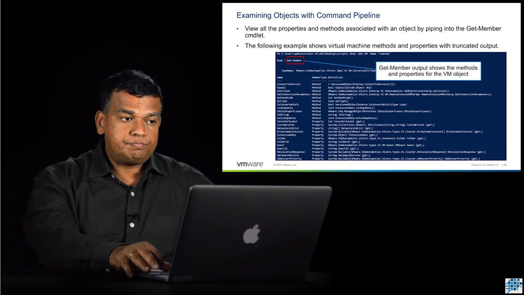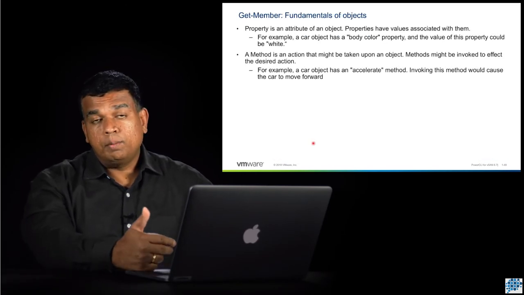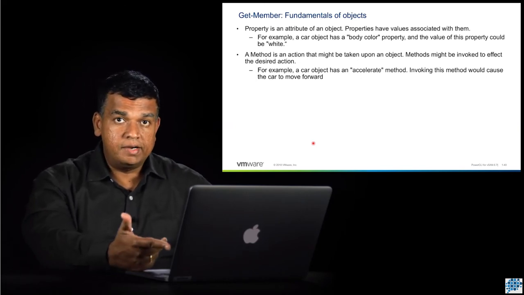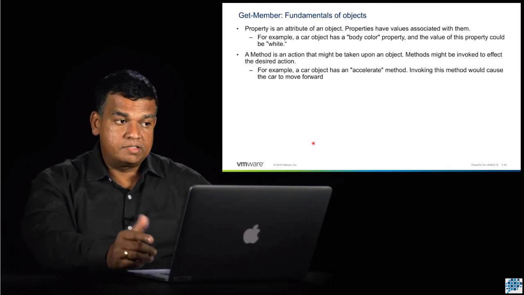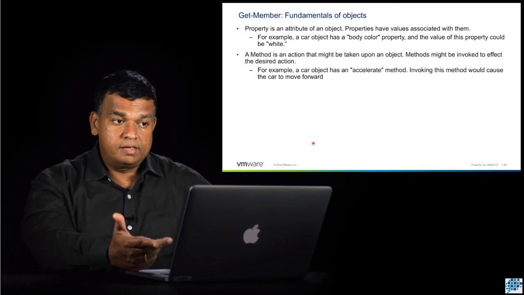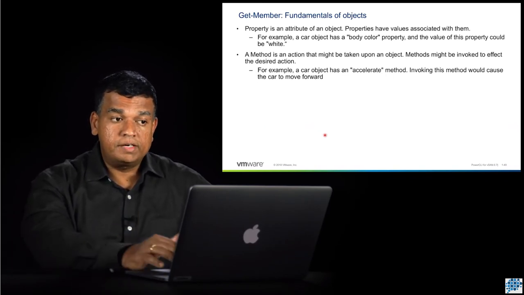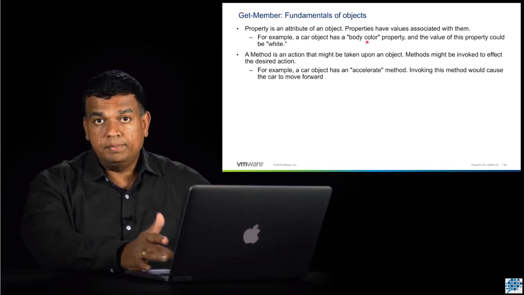Before I talk more about the virtual machine or the PowerCLI related properties and methods, let me talk about a generic case. Let's assume that your car is an object, and one of the properties of the car object would be body color. So let's say your car is red, or maybe it's black.